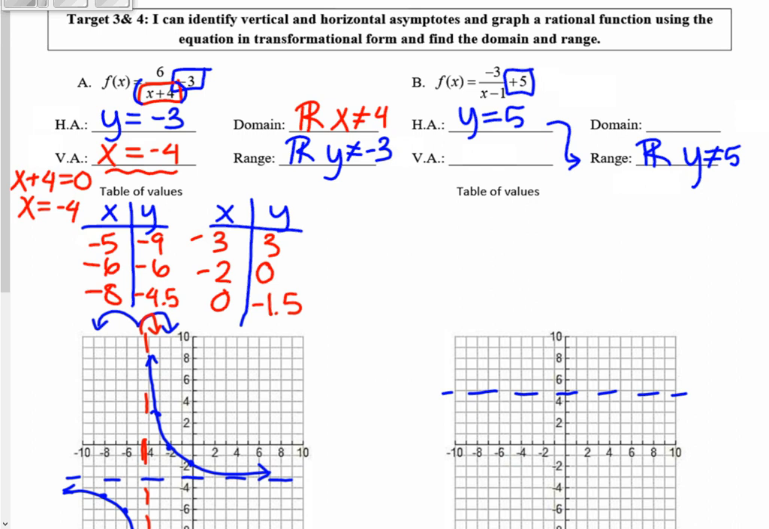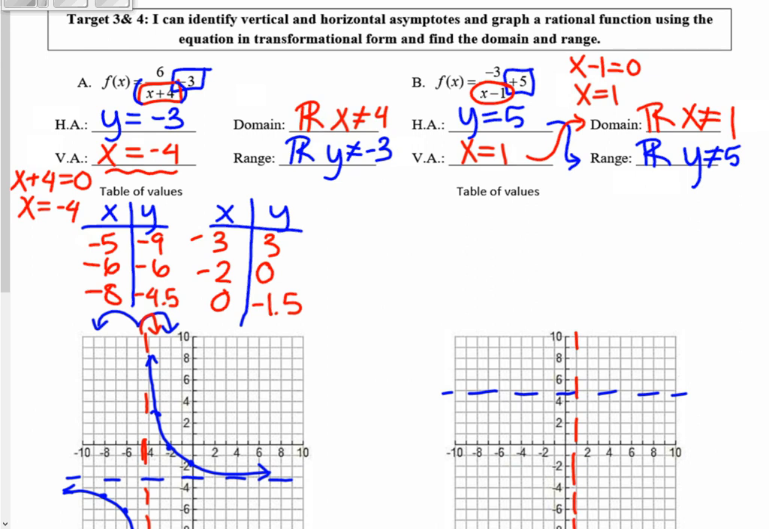For my vertical asymptote, again, it's an x equals. I'm going to take my denominator. So I have x minus 1 equals 0. So we get x equals a positive 1. That's going to help me with my domain because I know my domain is all real numbers. But x can't equal that positive 1. So that will give us our other asymptote.